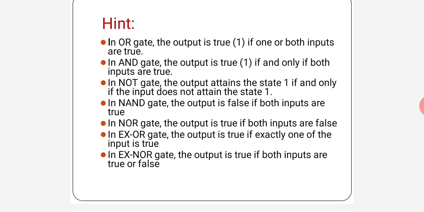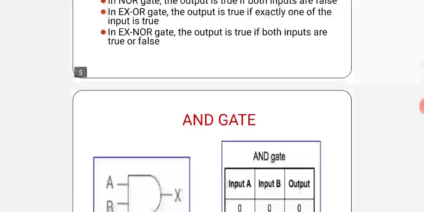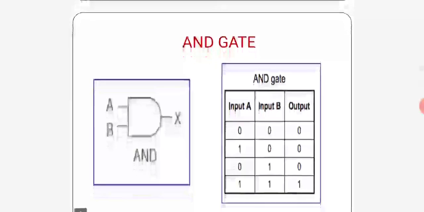Now in the exclusive NOR gate, you also agree with me that this is the inverse of the exclusive OR gate. So in the exclusive NOR gate, the output is true if both inputs are true or both are false. Okay, so let's look at the AND gate.